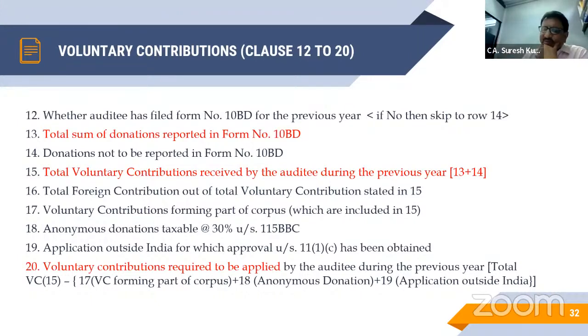Yeah, that is the issue. What you are saying is correct. That should not be here. Otherwise, they should not have asked this information in the form 10BB. That should not happen. It is an error.